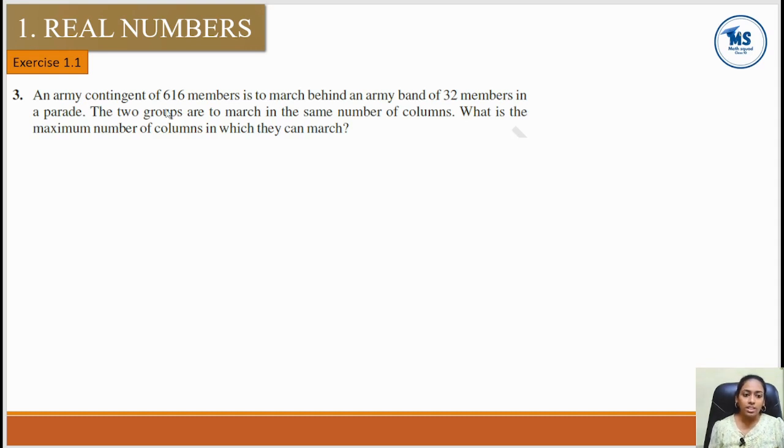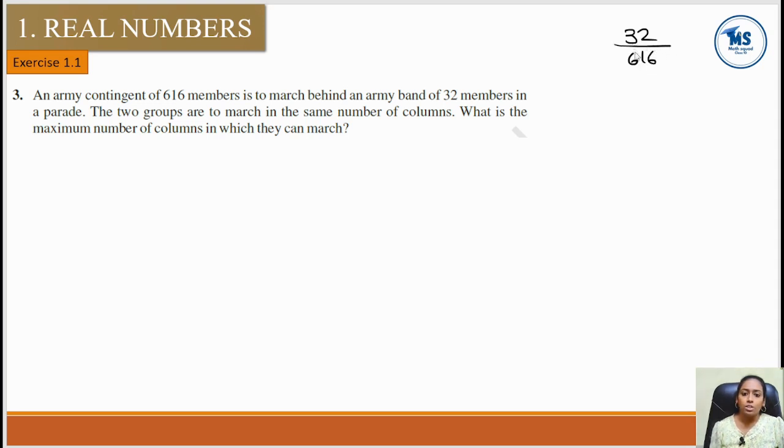An army contingent of 616 members is to march behind an army band of 32 members in a parade. The two groups are to march in the same number of columns. What is the maximum number of columns in which they can march? So there's this army contingent of 616 members and the band of 32 members. This 616 members has to march behind these 32 members.